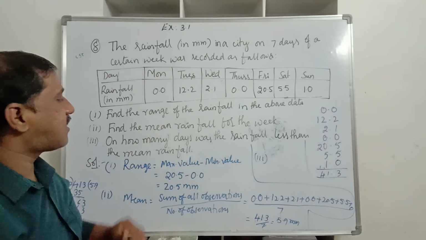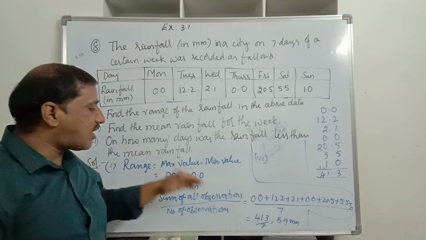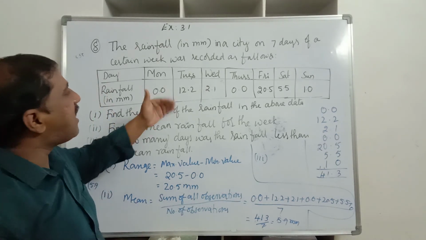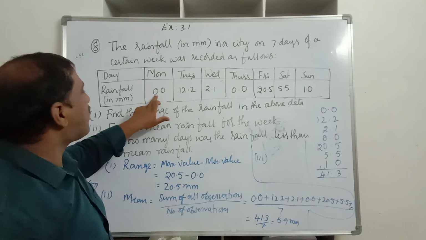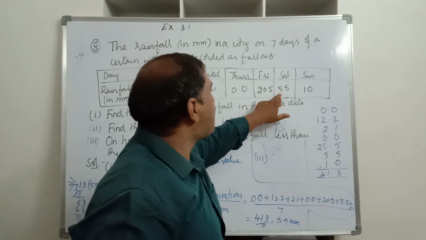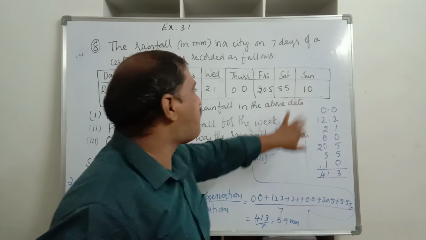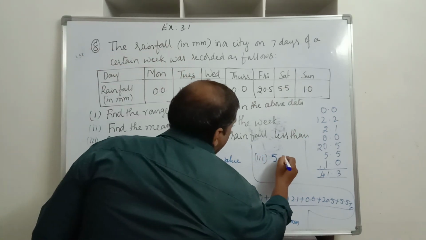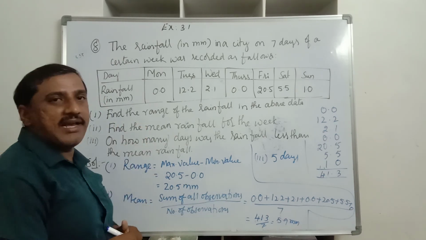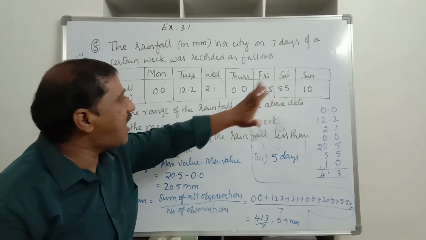Now the third question. On how many days was the rainfall less than the mean rainfall? What is the mean rainfall? It is 5.9 millimeters. Less than 5.9, how many days are there? 0.0 is less than 5.9, 2.1, 0.0, 5.5, 1.0. So how many are there? 1, 2, 3, 4, 5. So on 5 days the rainfall is less than the mean rainfall. Those are Monday, Wednesday, Thursday, Saturday and Sunday.